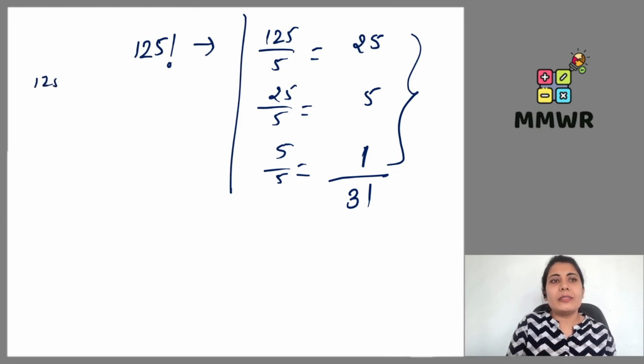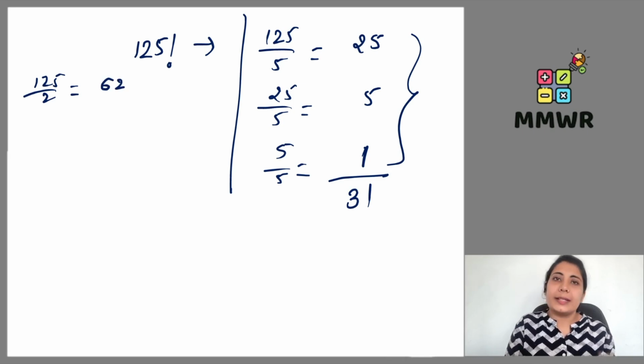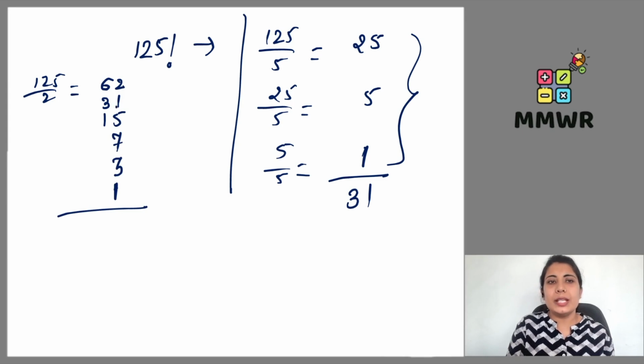125 divided by 2 gives 62. Then again by 2, 62 divided by 2 gives 31. Then again by 2, 31 divided by 2 gives 15. Then again by 2, 15 divided by 2 gives 7, then 3, then 1. So adding them up: 62 plus 31 plus 15 plus 7 plus 3 plus 1 gives 119. So 119 2s are there.